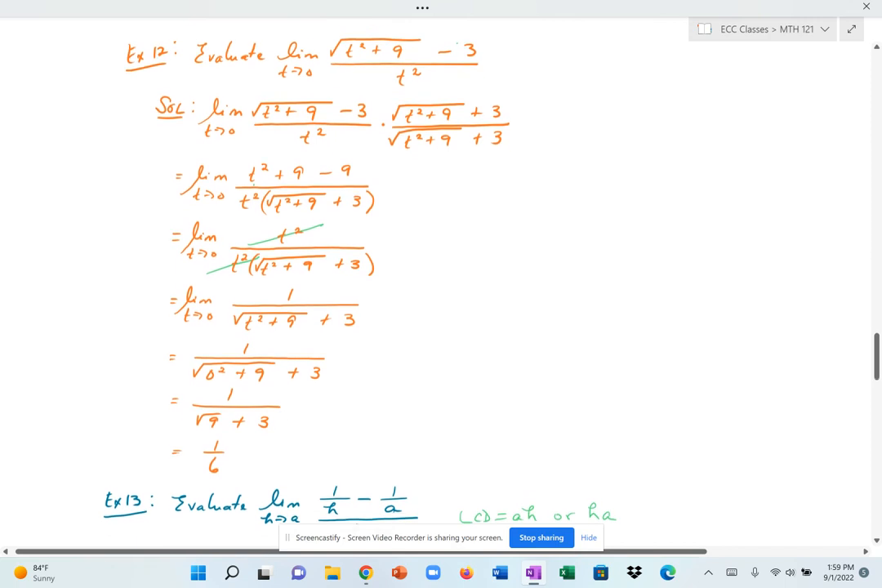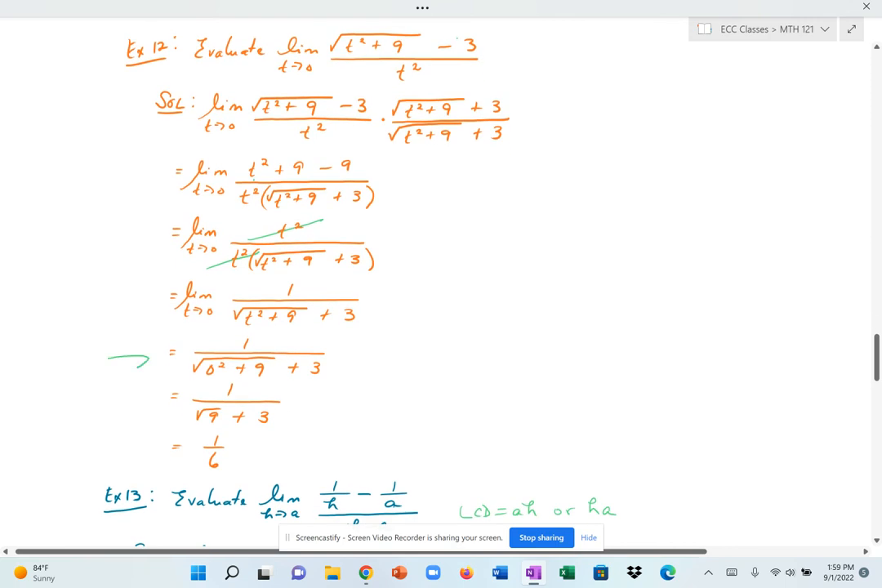Now we can apply direct substitution. Remember, when you apply direct substitution, you no longer write your limit. Just plug in the number where the variable is, and I end up with 1 over root 9 plus 3, which gives me an answer of 1/6. So it's another example of that where the limit exists, although the function does not at t equal to 0.